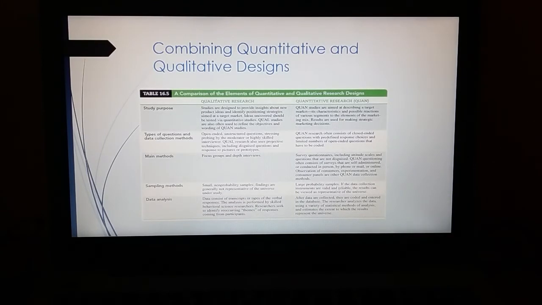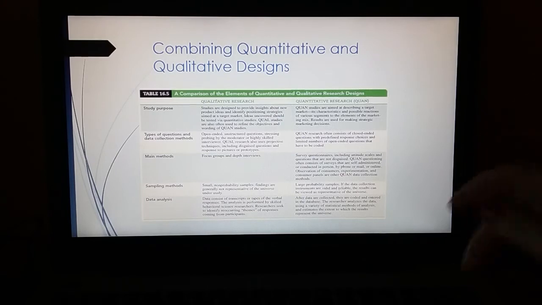Okay, now ultimately we want to combine qualitative and quantitative research. So you might do focus groups and individual interviews, also asking people more numeric-based questions, and from using those two different types and methodologies, then you can come to a conclusion.